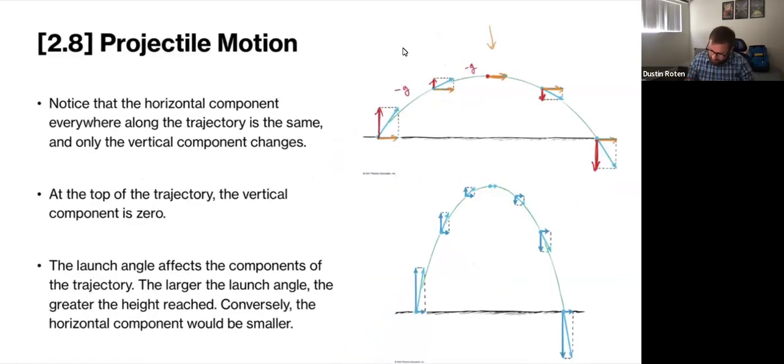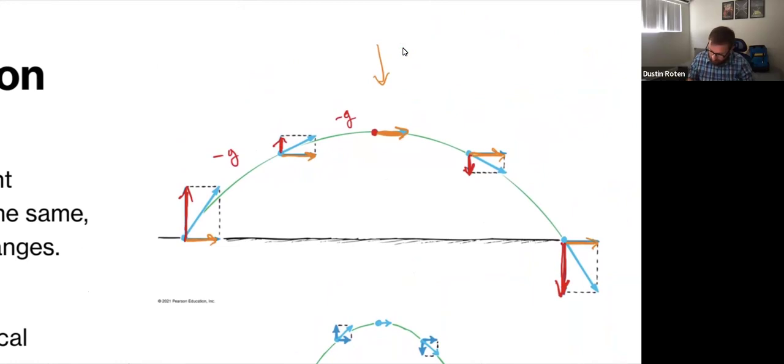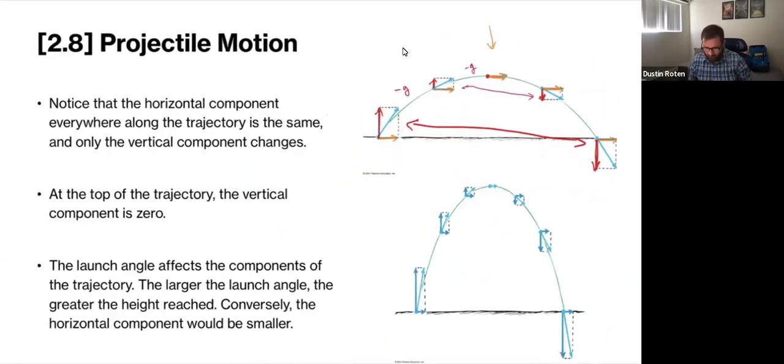Okay, you'll notice that the red arrows, or the red vectors, are the same length, just opposite directions. Same speed, opposite velocities. Same thing here. Same speed, opposite velocities. Okay, and like I've already said, at the top of the trajectory, the vertical component's zero.